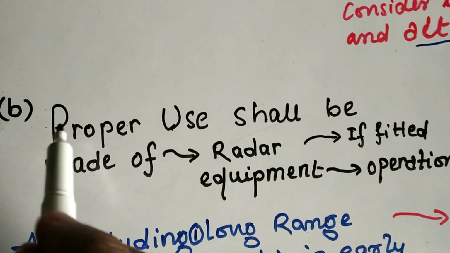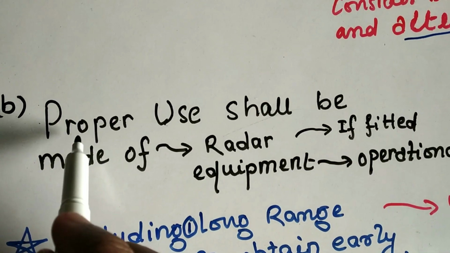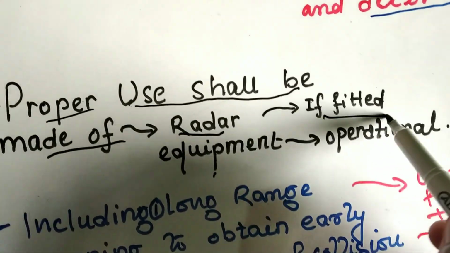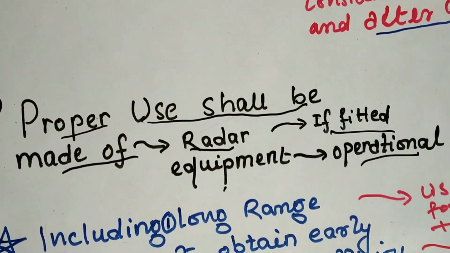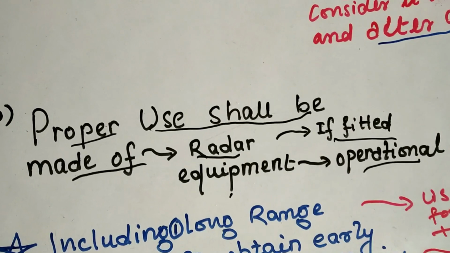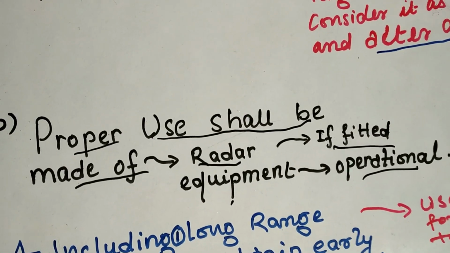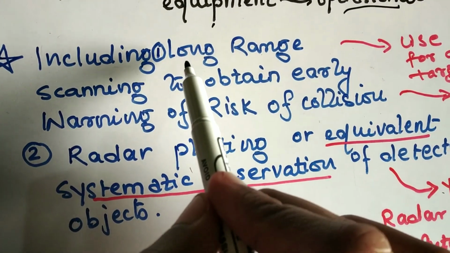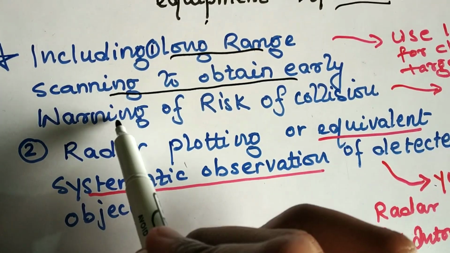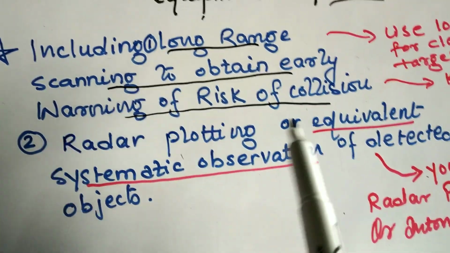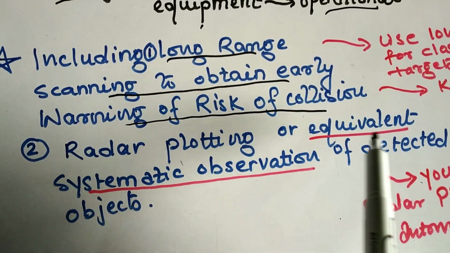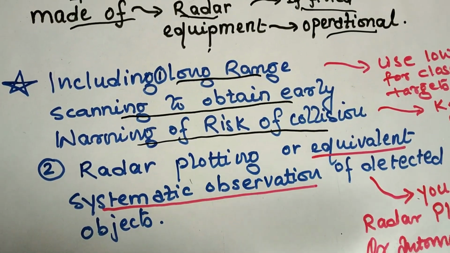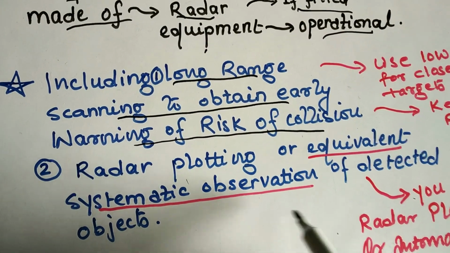Part B of Rule 7 states that proper use shall be made of radar equipment if fitted and operational. So if the radar equipment is fitted and operational, you should use it properly. How can you use it properly? You can use long range scanning to obtain early warning of the risk of collision, and do radar plotting or equivalent systematic observation of detected objects.